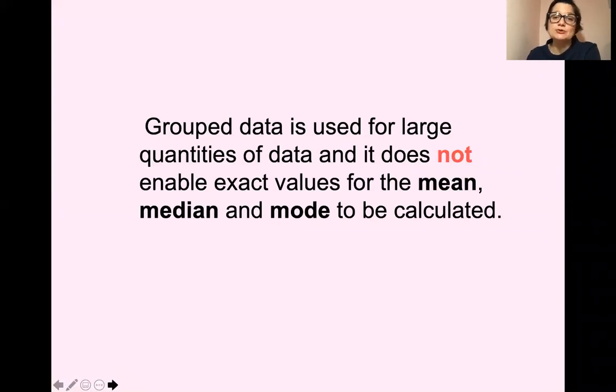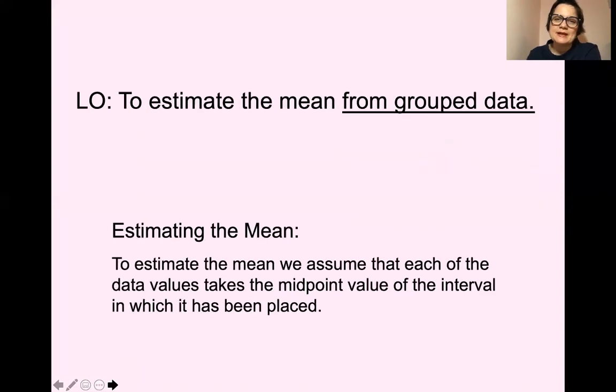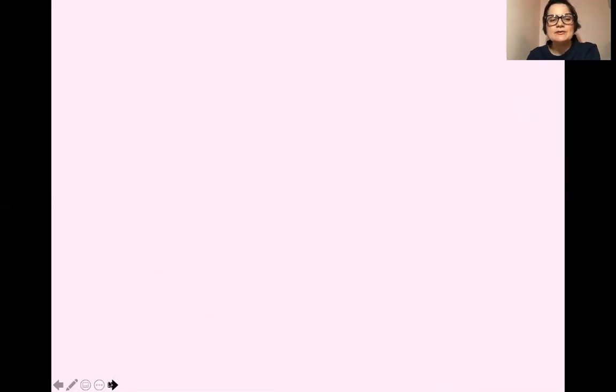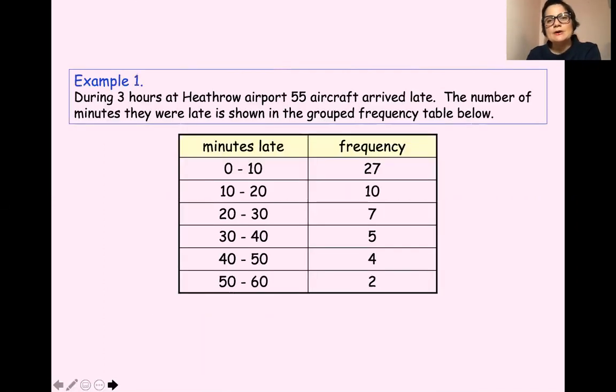Grouped data is used for large quantities of data, and it does not enable exact values for the mean, median, and mode to be calculated. To estimate the mean, we assume that each of the data values takes the midpoint value of the interval in which it has been placed. Let's have a look at this example.